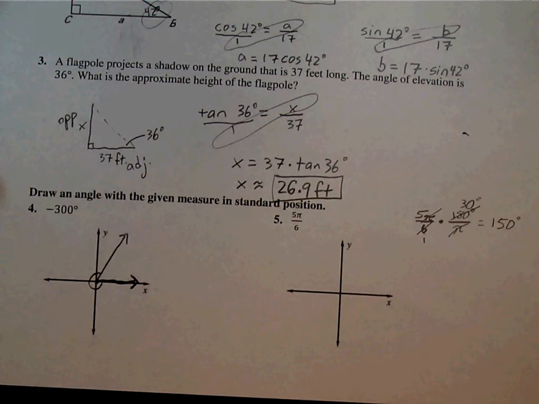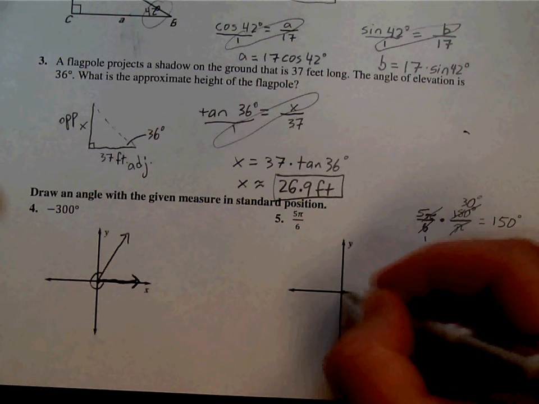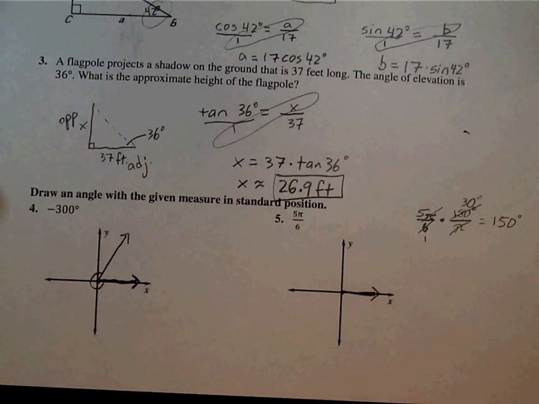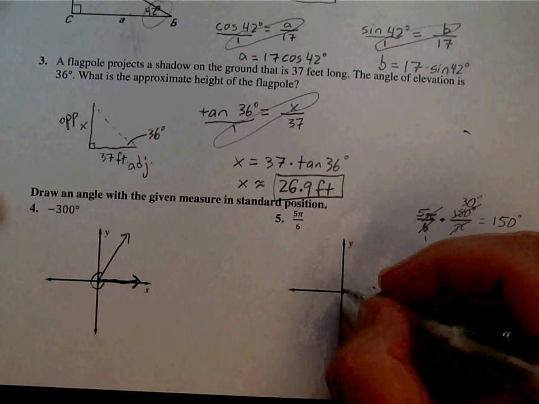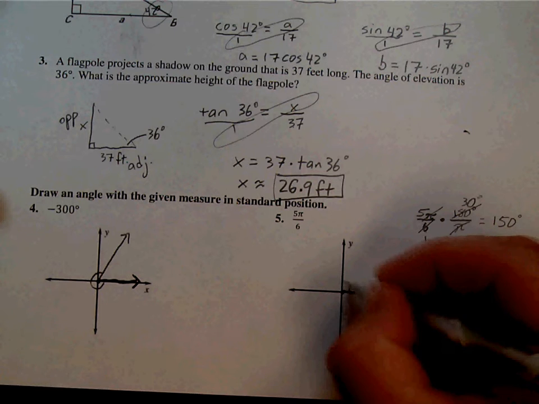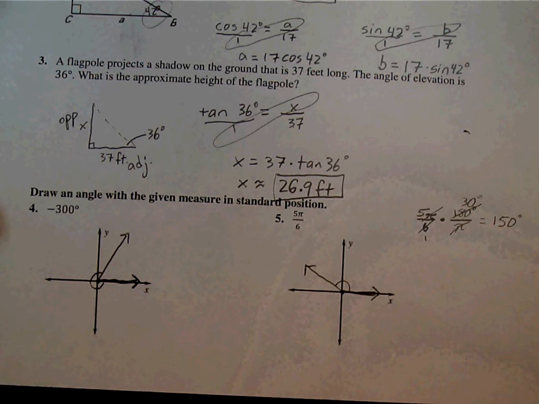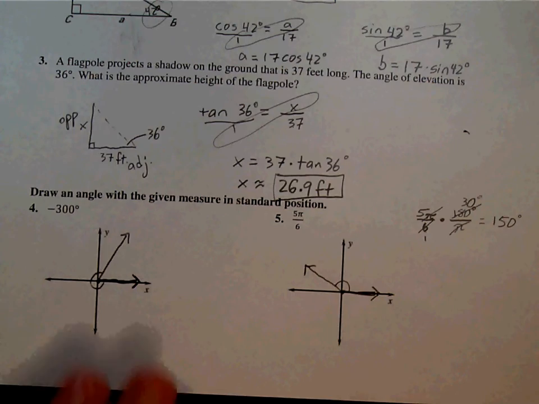We have to graph that. So we start at the origin, go to the right. That's our initial side. It's positive, so I'm going to go counterclockwise this time, 150 degrees. So that ends up being 30 degrees short of 180, so about there. Let's go to the back page.